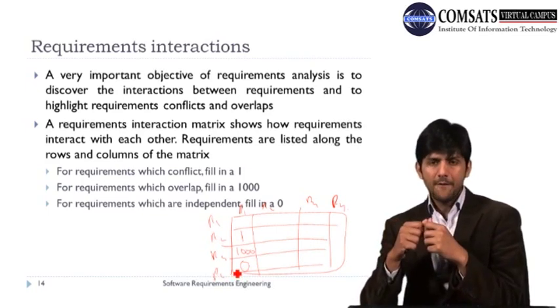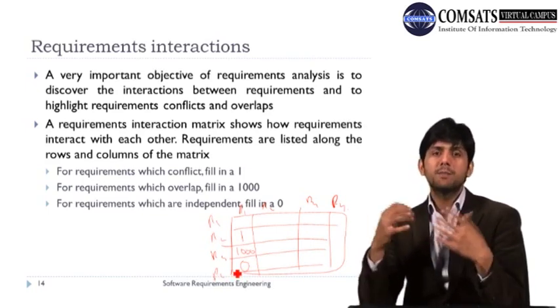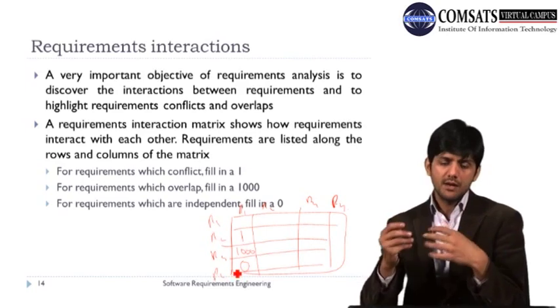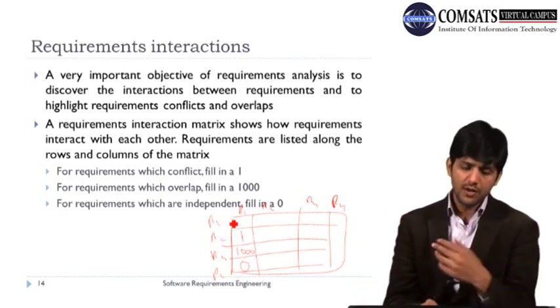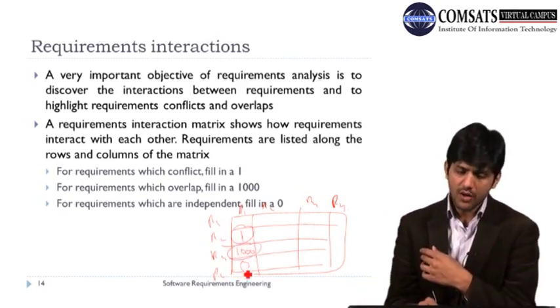Okay, so you can also identify whether they are dependent on each other or not. You can make a different symbol for it. You can assign a different number for it. So this is not the only way of recording interactions.